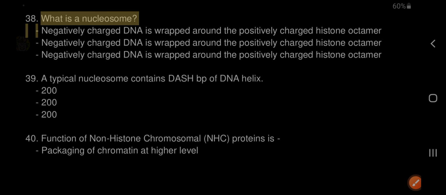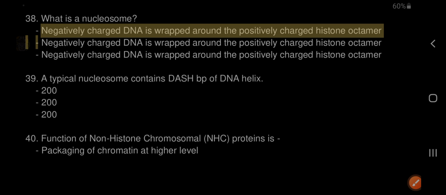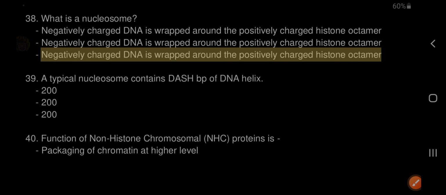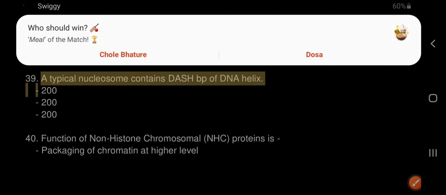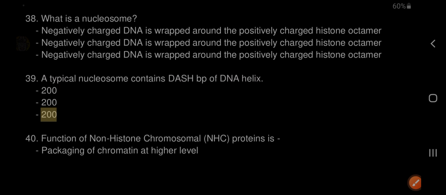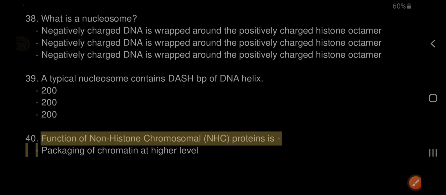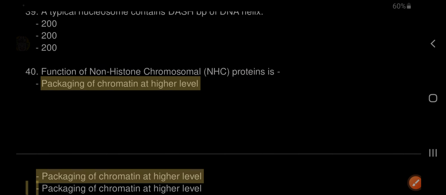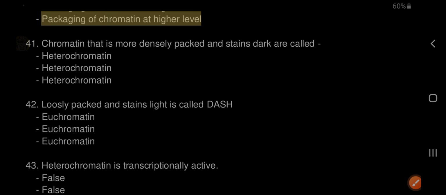38. What is a nucleosome? Negatively charged DNA is wrapped around the positively charged histone octamer. 39. A typical nucleosome contains dash bp of DNA helix. 200. 40. Function of non-histone chromosomal NHC proteins is packaging of chromatin at higher level.